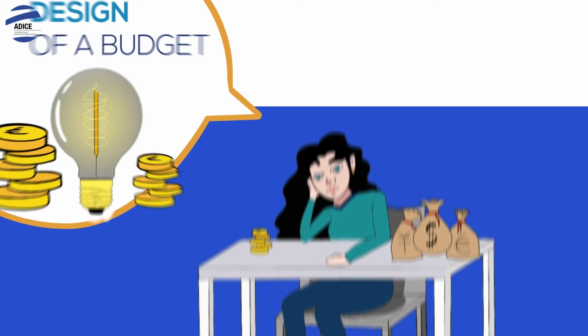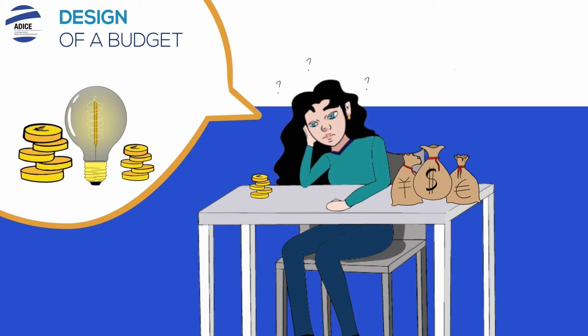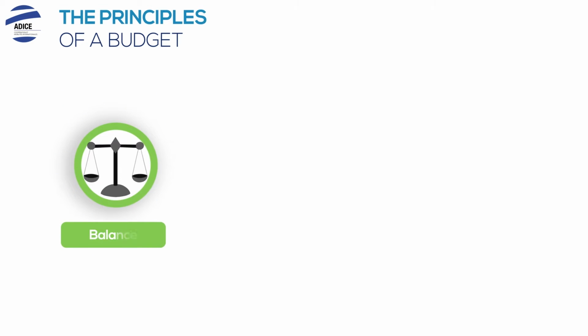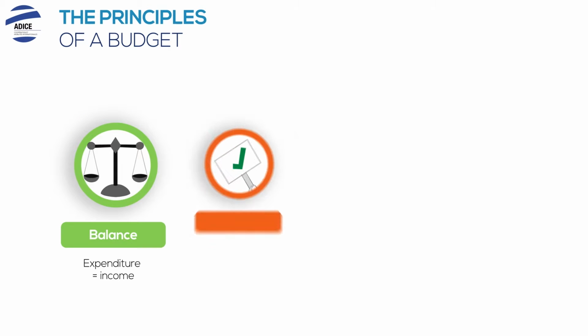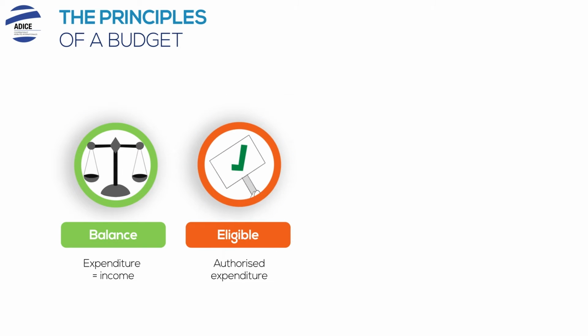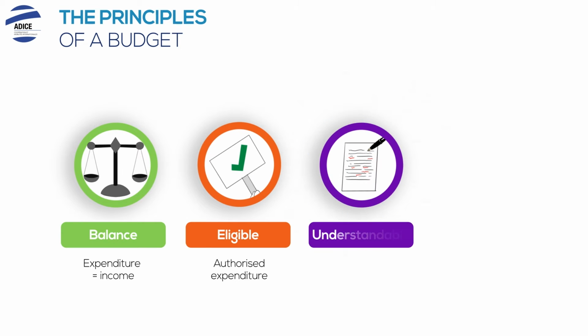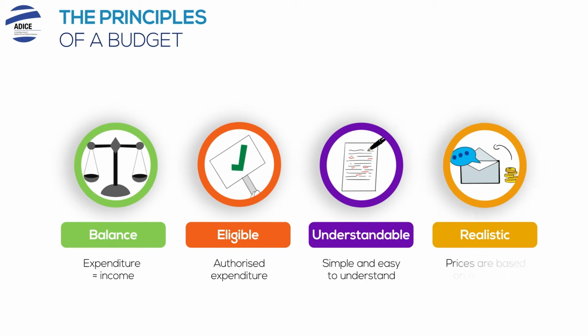You have an idea of a project, but you don't know how to draw up a budget. Watch the explanations in this video. There are 4 principles to respect: the balance between expenditure and revenue, the eligibility of expenditure authorized by the funder, ensure that the budget is easily understandable and realistic with reference to real costs.